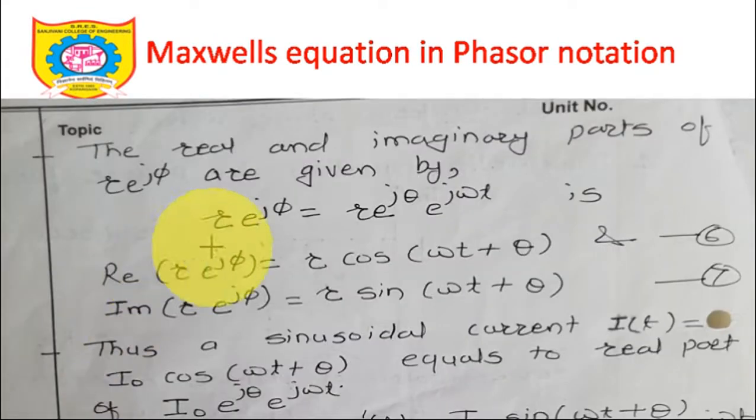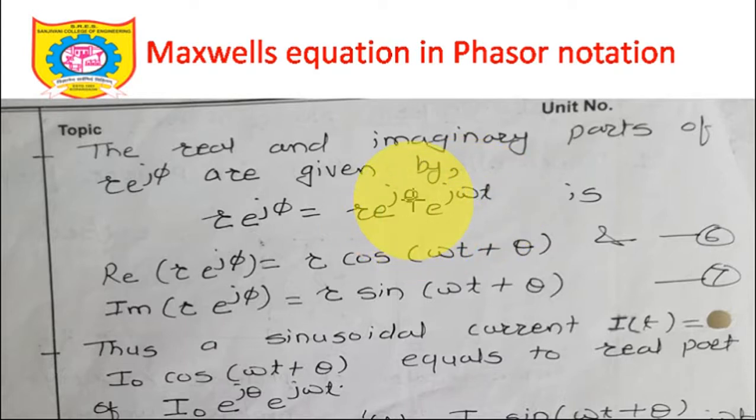Now, if this is so, the real part and imaginary part of r e raised to j phi can be written as follows. I have represented r e raised to j phi as r e raised to j (omega t plus theta). So we know this property of indices, we can represent it as e raised to j theta into e raised to j omega t.